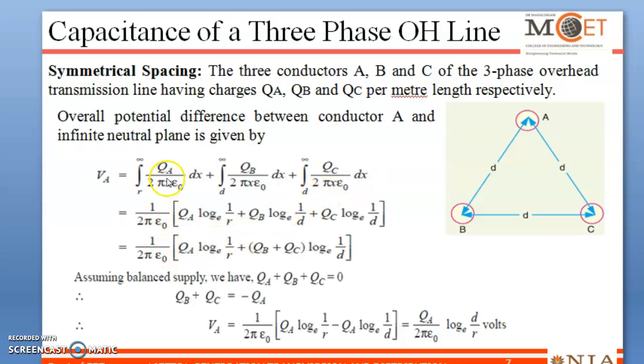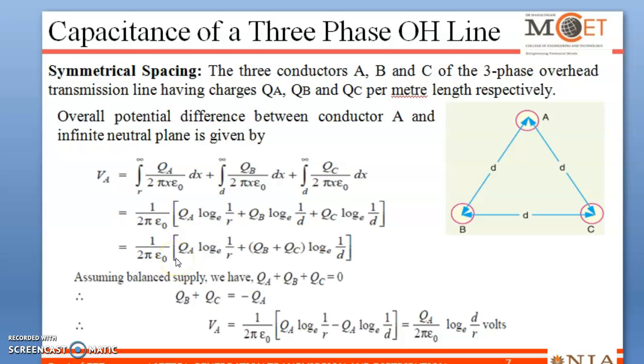We take the common values outside of the equation. 1 by 2 pi epsilon naught is common for all, so we take this outside. After that, the charge terms with the integration limits are QA log e 1 by R, plus QB log e 1 by D, plus QC log e 1 by D. These are all the charge values and the limit values for these conductors.